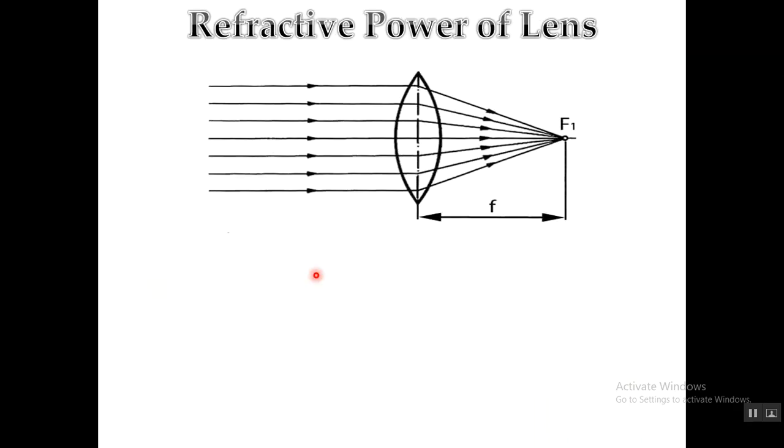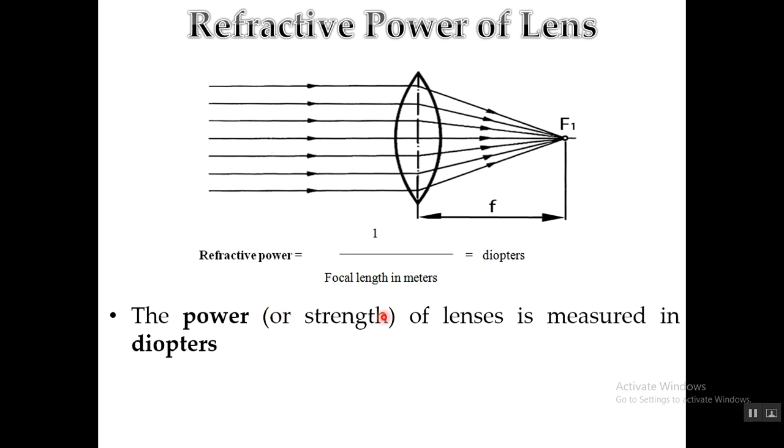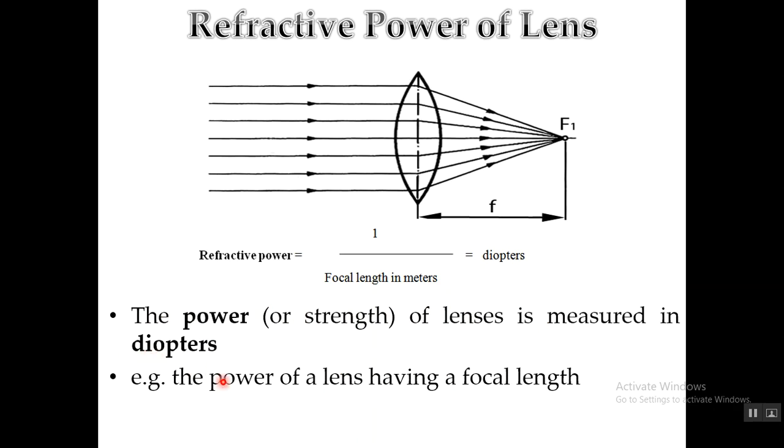So what is meant by refractive power? We can measure the refractive power by this formula. The refractive power for any lens is 1 divided by the focal length in meters, and this is the diopter. The power or strength of the lens is measured in diopters. For example, a lens having a focal length of 10 centimeters, which is 0.1 meter. When we divide 1 by 0.1, it will be 10 diopters.